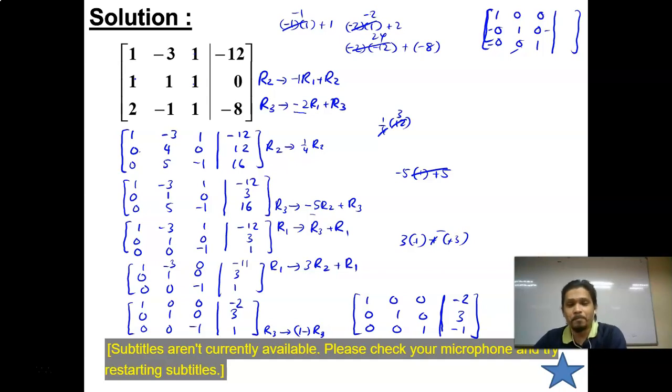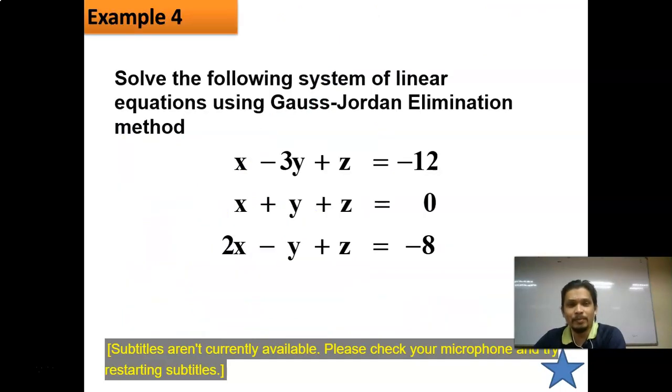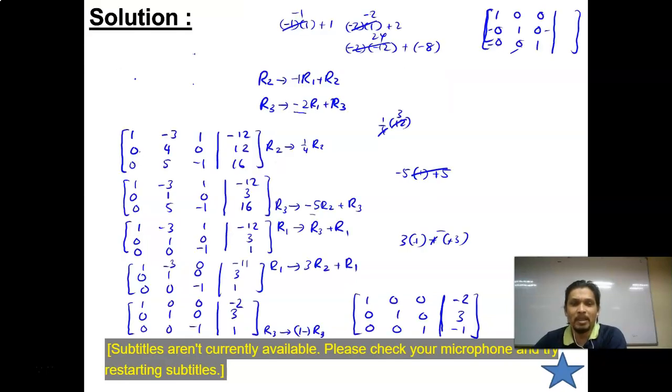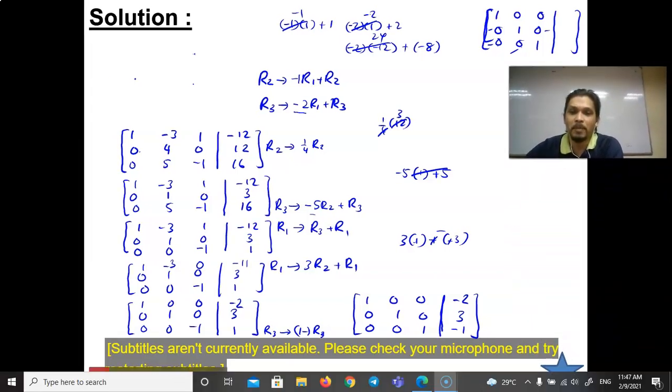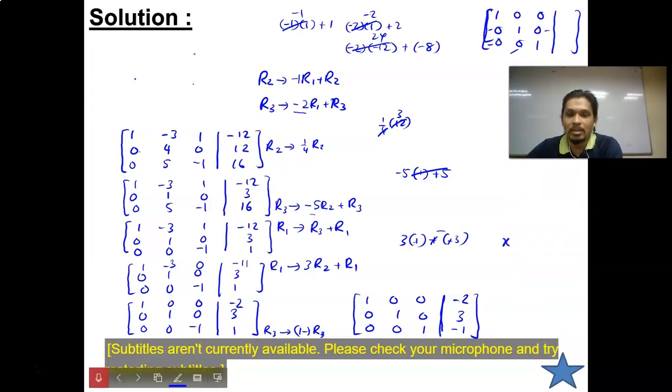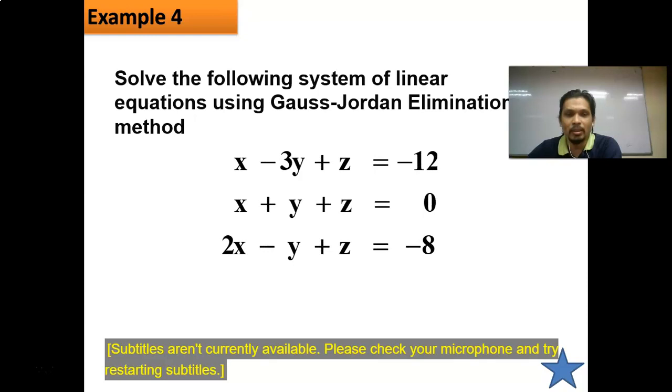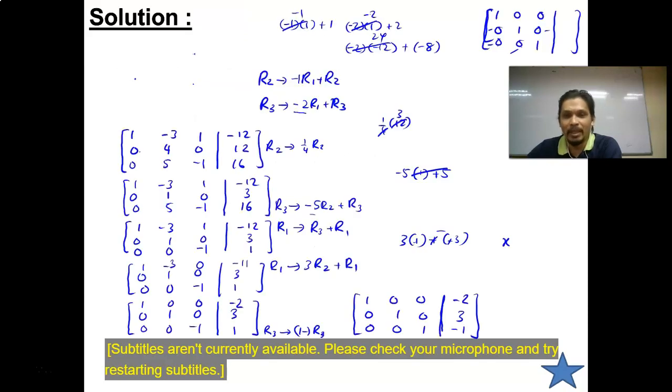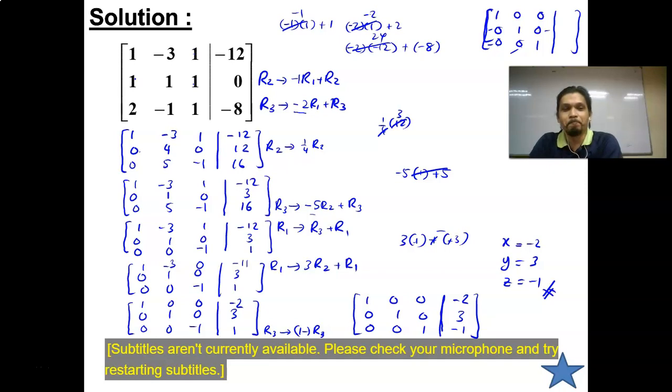So what was the question just now? Solve the following system of linear equations. According to this result, is it using x, y, z, or x1, x2, x3? Using x, y, z: x equals negative 2, y equals 3, z equals negative 1. That's it.